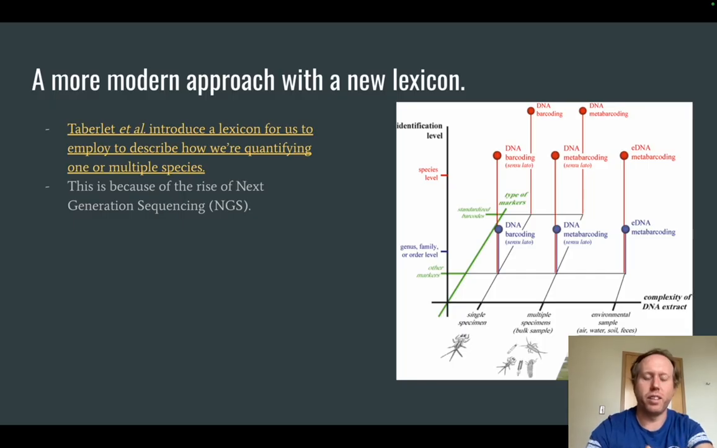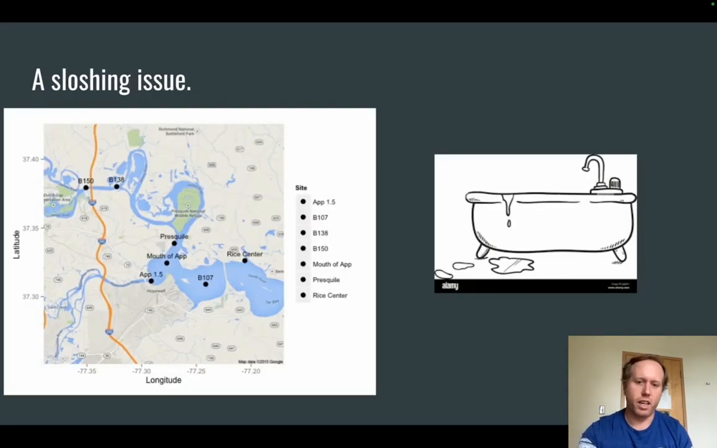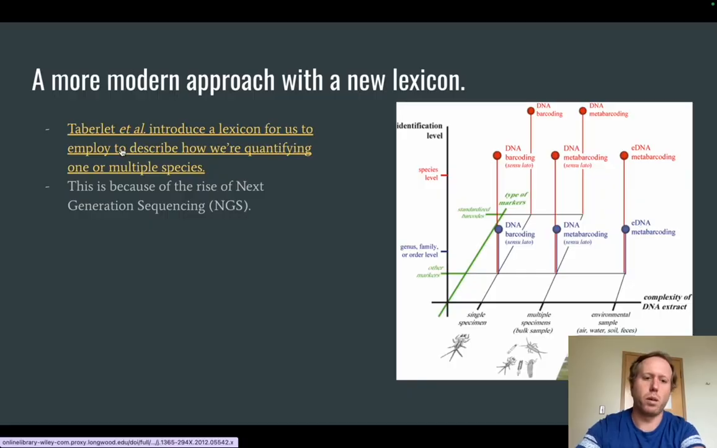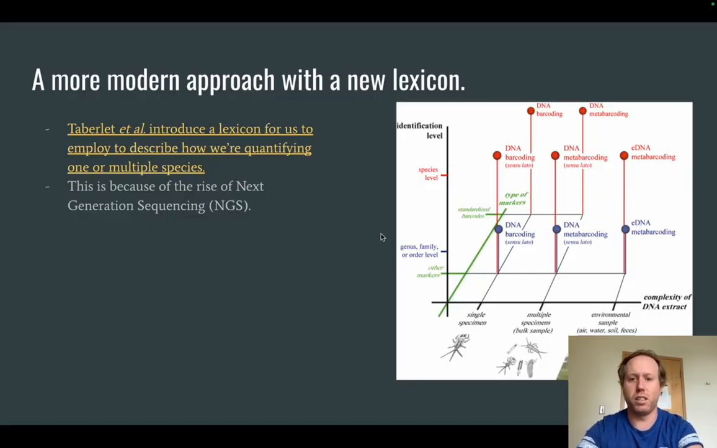Around the same time, so this is what's so interesting about me doing this at the same time, there's a couple of things that happened that also coalesced the methods a bit more. That's why the slides are in kind of the order here, because this kind of happened before this. This paper came out, I think, right around 2015, 2016 from Taberlet, which introduced a lexicon for us to be able to more linearly talk about what we're doing with environmental DNA, right? And this is partially because of the rise of next generation sequencing.